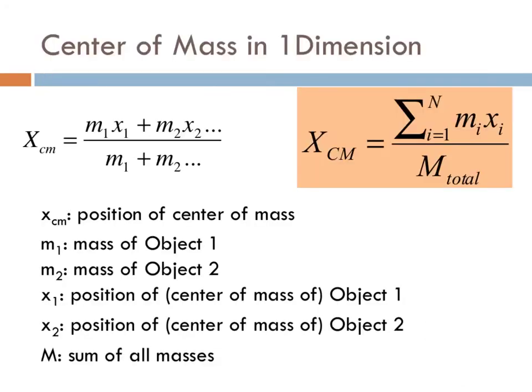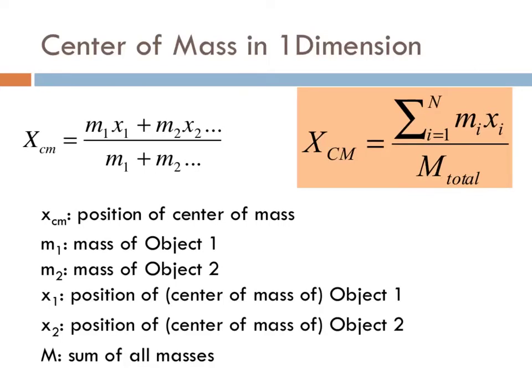Now, the important part to stress here is that when we talk about the center of mass, we're talking about the position of the center of mass. So remember that we are calculating a position here. We are talking about units of meters in most cases. So x_cm is a position of the center of mass, in this case, in the x direction. m1 represents the mass of object 1. m2 is the mass of object 2. x1 is the position of our first object, and x2 is the position of the second object. And then capital M, the way we see it over here, is going to be the total mass of all the masses involved.